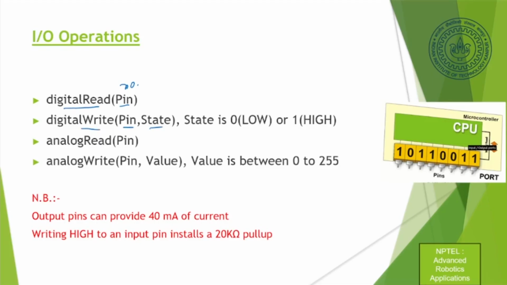What is the meaning of state? State means whether that pin should be low or whether it should be high. Low means 0 volts, and high means basically 5 volts, 3 volts or 5 volts. So for digital write, you give the pin number and the state of the pin. If I make it high, then that pin is going to give out 5 volts.